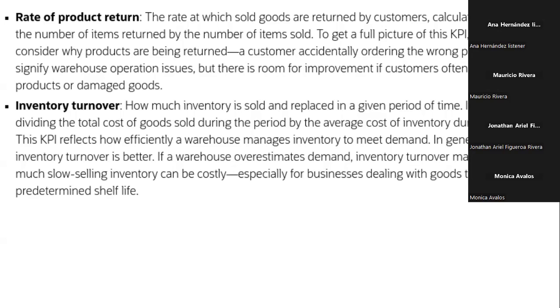And the last one says inventory turnover. That is going to be for, let's see, Mauricio Rivera. Could you please help me reading that?